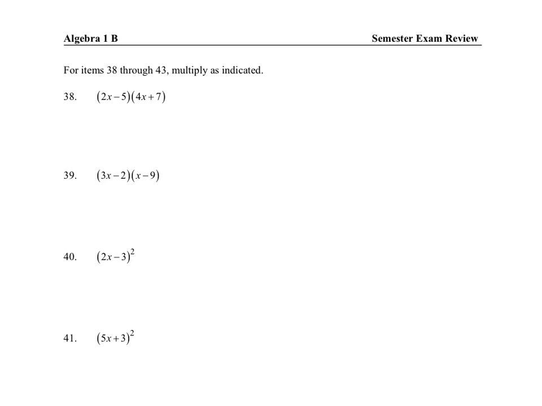For items 38 through 43, multiply as indicated. When I go through these problems, I'm going to do two different types of multiplication. I'm going to do the box method, which is the algebra tiles I've been doing throughout the review, but I'm also going to do the distributive property so that you can see that as well. Either way works, you will not be asked to do one specific way over another, so just keep that in mind. So for 2x minus 5 times 4x plus 7, I'm going to make my box.